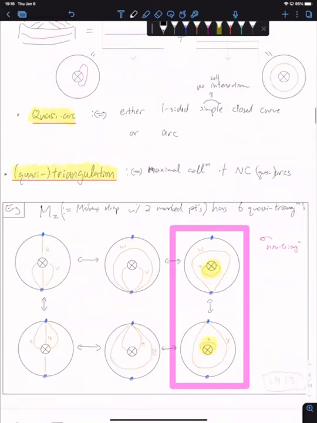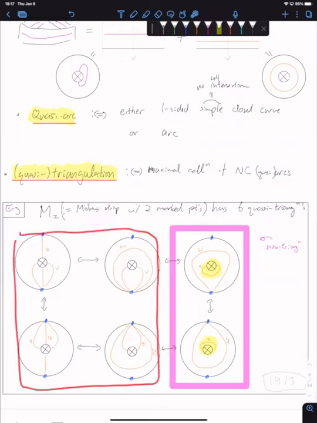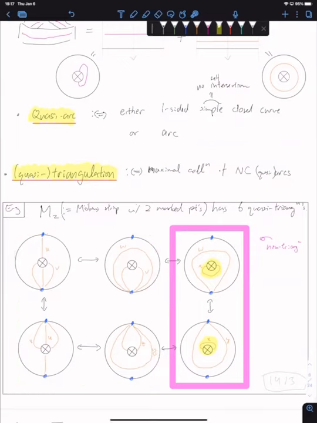In the cross-cap picture, the non-trivial examples of quasi-triangulations are shown below here. There are 6 of them if you have 2 marked points on your boundary. 4 of them are honest triangulations, and these 2 are quasi-triangulations that are not triangulations. And so you can see the one-sided simple closed curve appearing here.